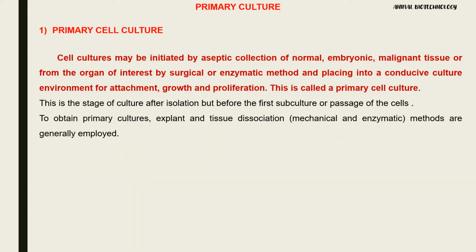Primary cell cultures. Primary cell cultures are the cell cultures initiated from normal embryonic or organs, tissues, or malignant tissues. The cells are surgically or enzymatically removed from the organs and placed in a nutrient media under controlled aseptic conditions. These cells proliferate under aseptic controlled environment until they reach a confluence, that is, occupy all the available substrate.